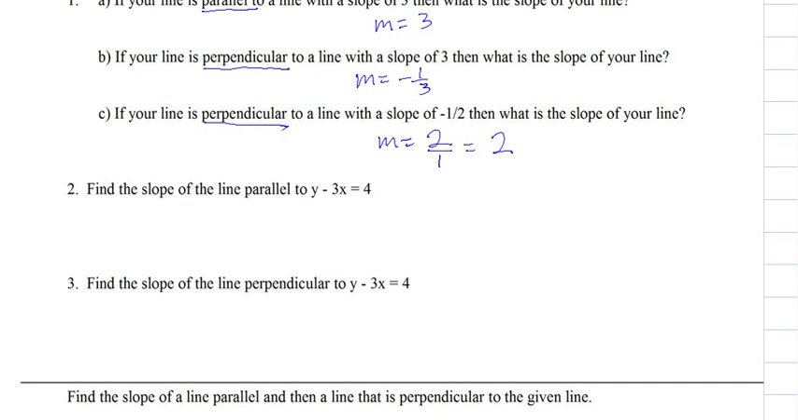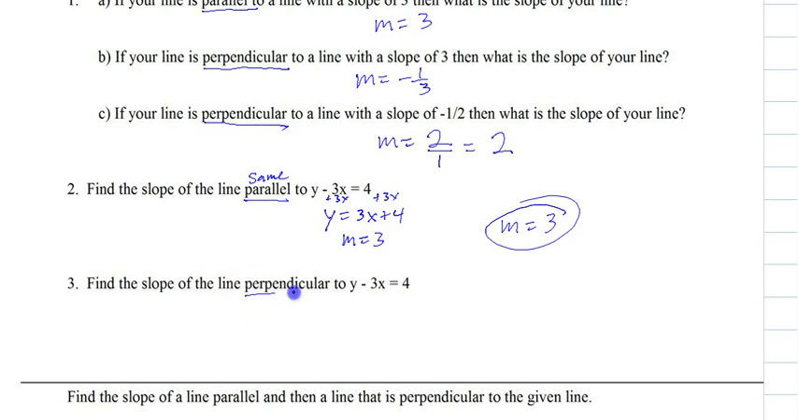Let's try this one. Find the slope of the line parallel to this. So parallel, we think same. So we have to find its slope by solving. So we add the 3x over. And that gives us a slope of 3. And since we want the same slope, that is our slope.